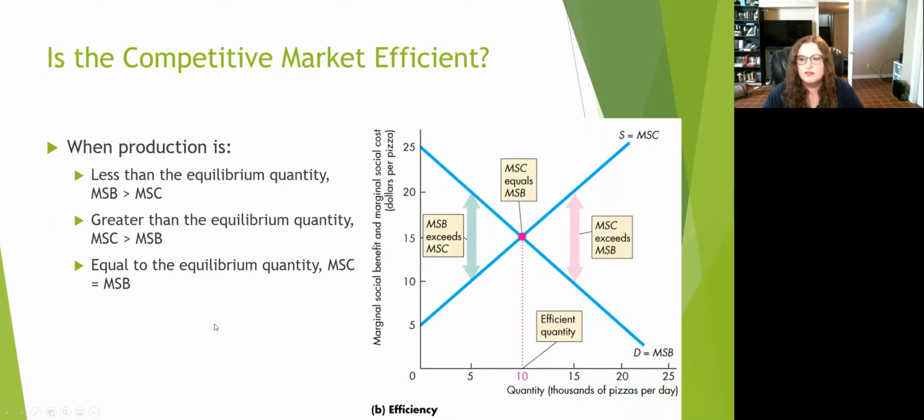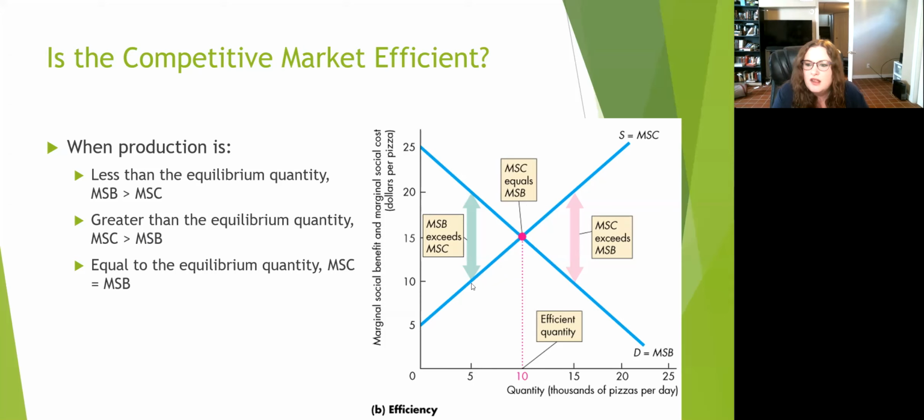Now, we have some points where we might have marginal social cost or marginal social benefit that don't necessarily equal in the same way. So let's start with an example. Let's say that maybe we're going to start with a quantity that's less than this equilibrium. So we see that our equilibrium's at an efficient quantity of 10. But let's say we're at 5. Okay, well, if we're producing 5 pizzas, let's start to trace up from 5.